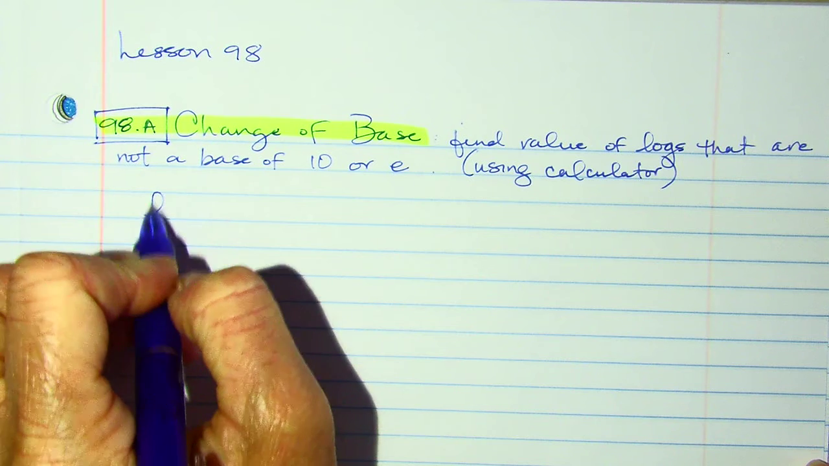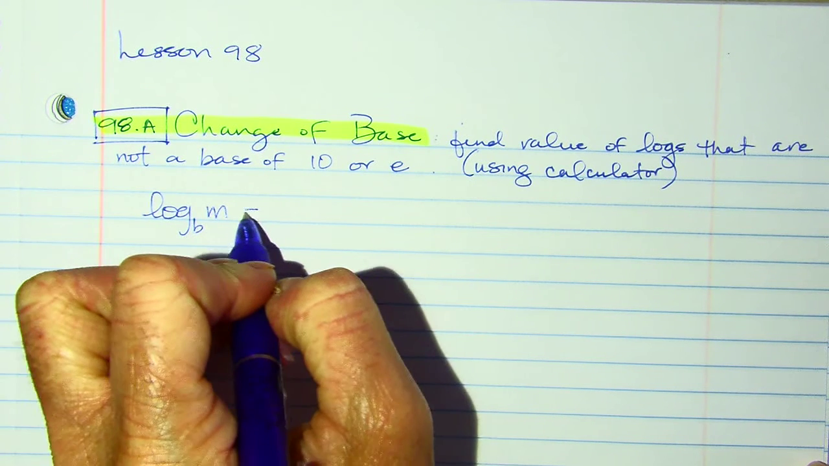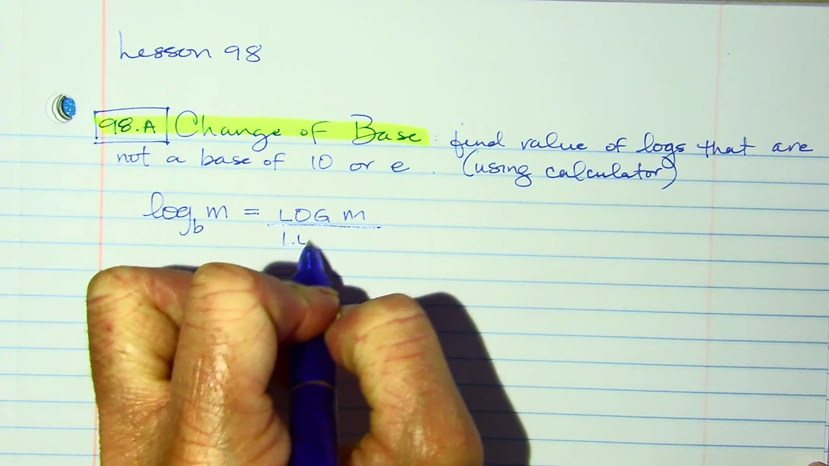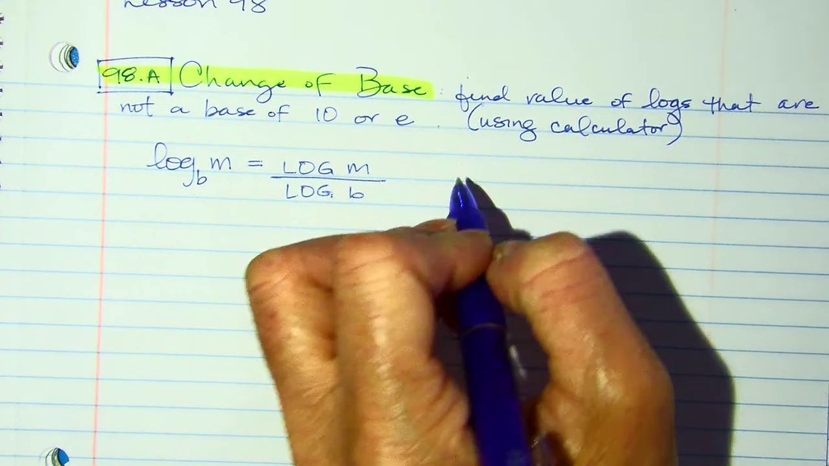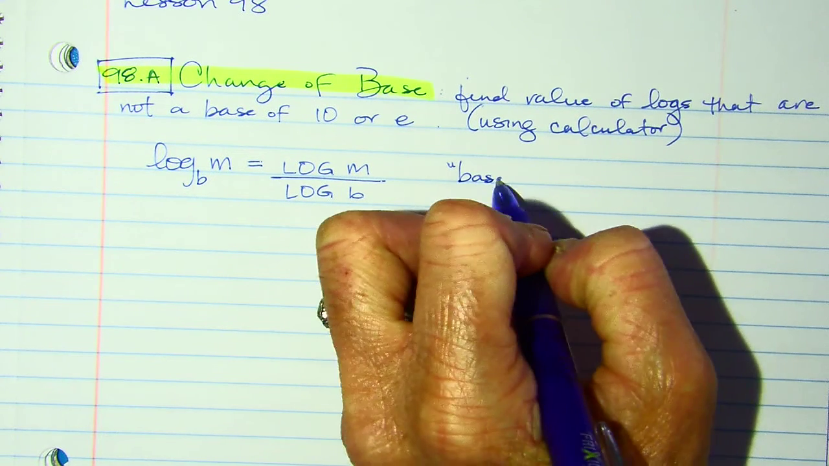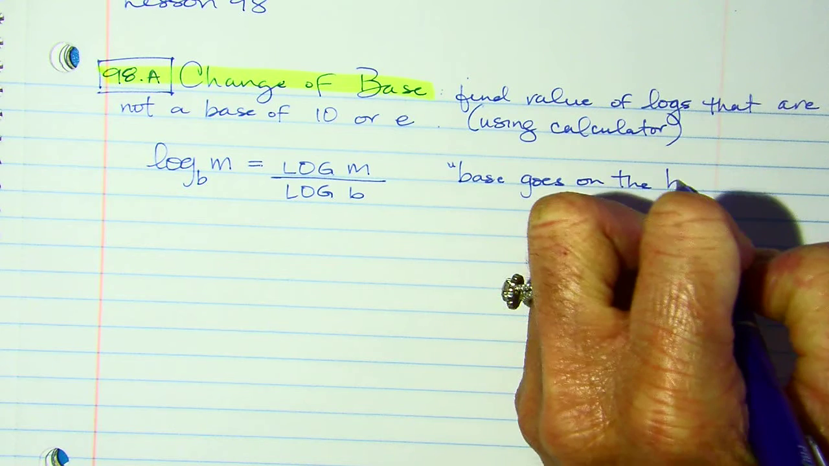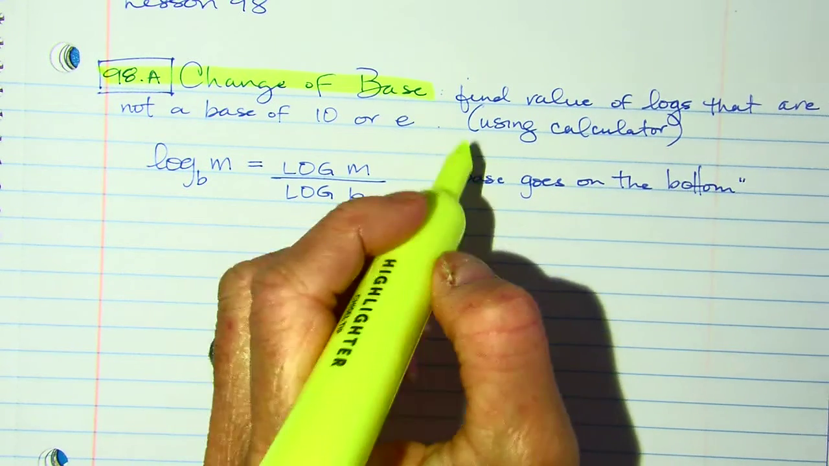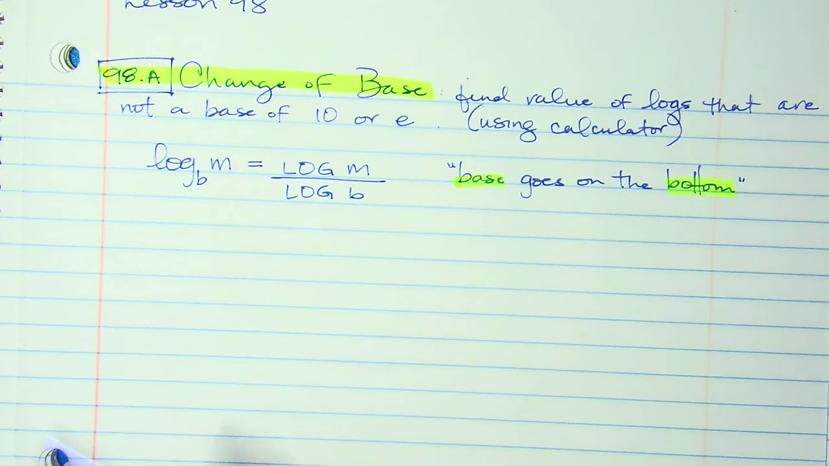Well, I'll show you the property. If I say log base b of m, you would use your calculator and enter log of m divided by log of b. Okay, notice the base goes on the bottom. So base goes on the bottom. Okay, so let's do a couple.